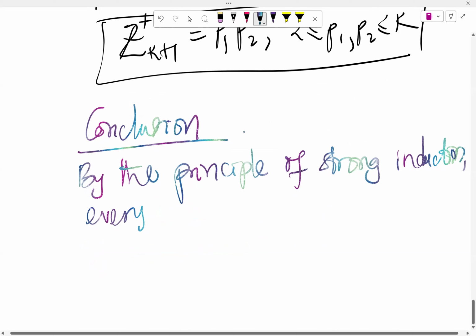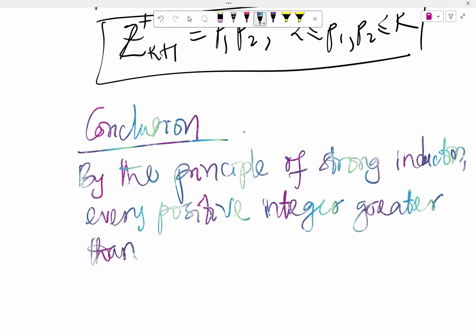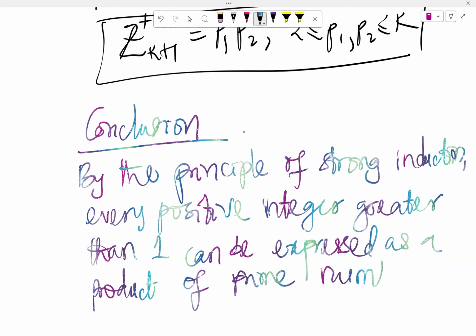Every positive integer, or you can say the claim is true, right? If you like, but here we are stating the claim. So every positive integer greater than 1 can be expressed as a product of prime numbers. And that is it.